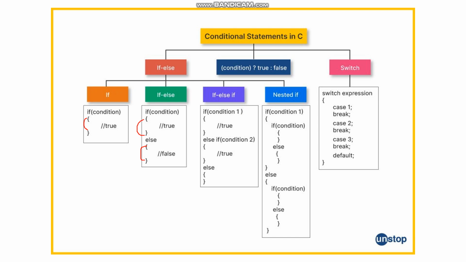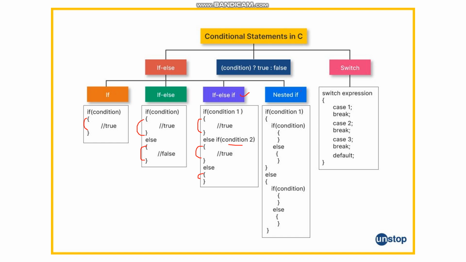Let's come to the else if. This is called the else if ladder. If condition 1 is true, then execute this block. If condition 1 has failed, then we check the second condition. If the second condition is true, then execute this block. And whenever all the conditions have failed, then the final else block will be executed. This is about the else if ladder.